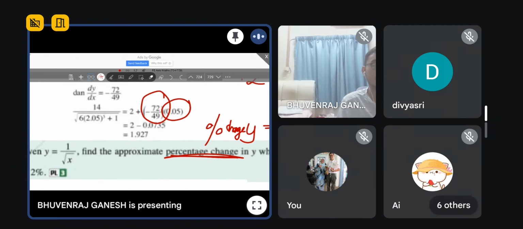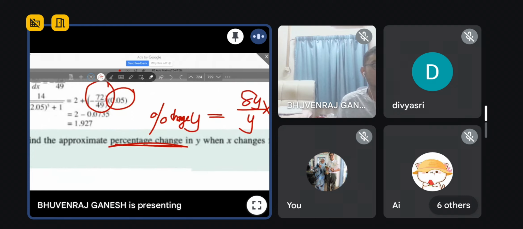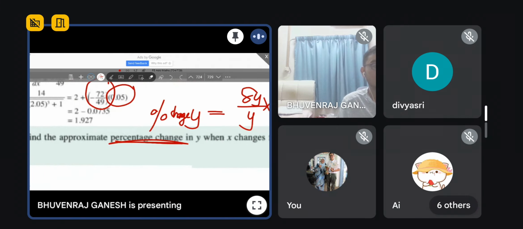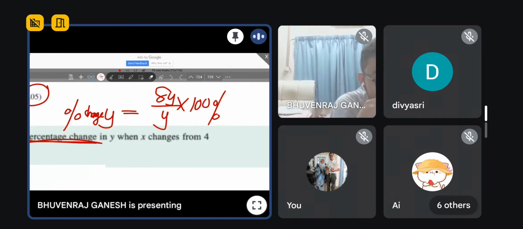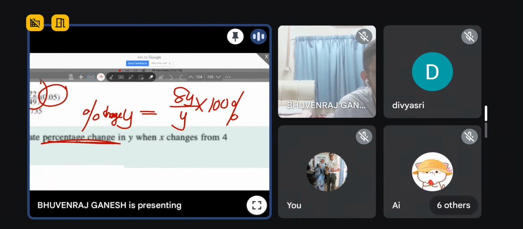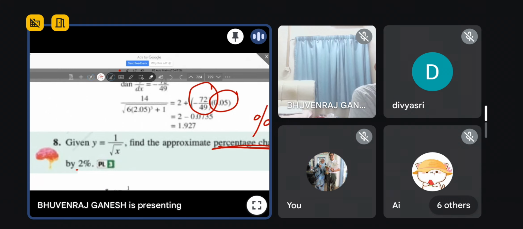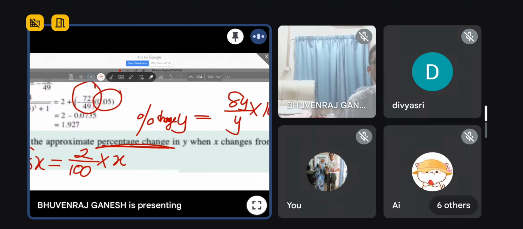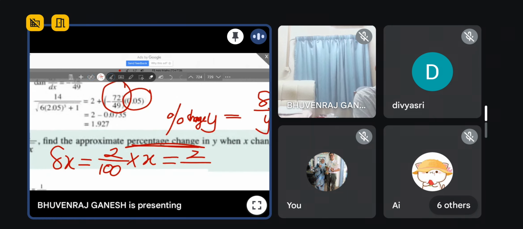Okay, so you have this equation. They tell you x changes from 4 by 2%. This is important information. So can anyone tell me what will be your final value for x? Okay, correct, your change will be 0.08. To find delta x, you take 2% times your original x value. The original x value, nilai asal, is 4, based on the question. So you substitute x is 4, and you get the change as 0.08.